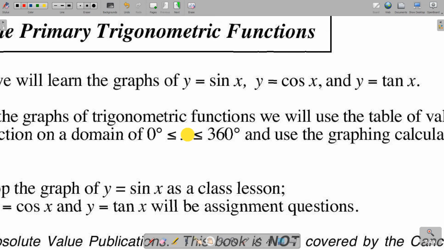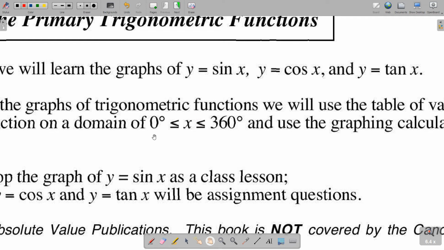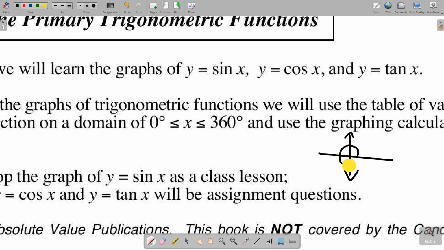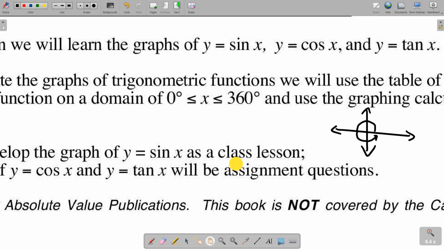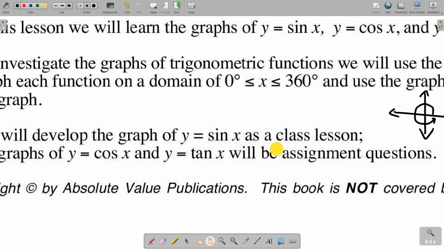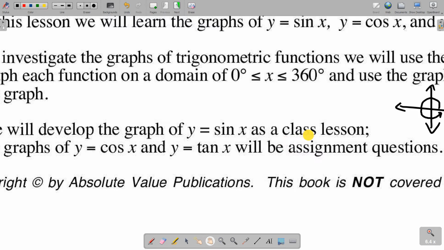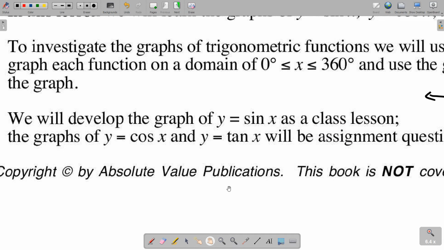What we're going to be doing is analyzing it first and foremost from the basic domain of 0 to 360. That would be a single rotation of the values of sine or cosine or tangent as they go around one circle. All right. Okay, we're going to use the graphing calculator, and we're going to develop the sine of x as a class lesson, and it says the cosine and tan will be in the assignments.